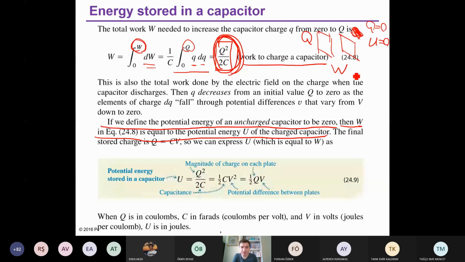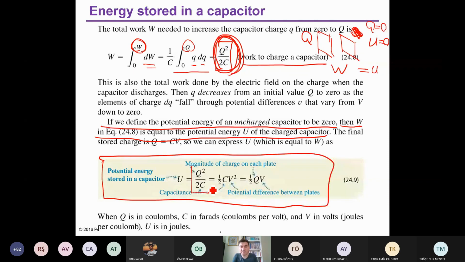Then the potential energy stored in the capacitor is given with this expression, Q square over 2C. Or you can write this one like this. Remember this relation, C equals Q over V, and here instead of Q, you can use this one, C times V. Just use this one, take its square, and then you can get this relation. Or you can also write the potential energy in this form, 1/2 Q times V. Okay, they are all the same.